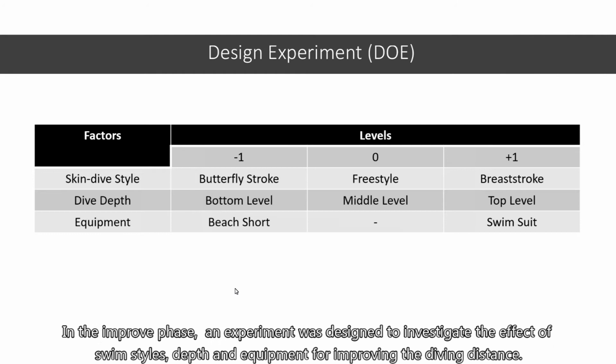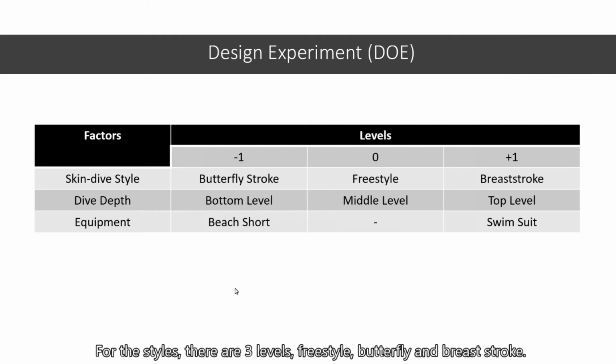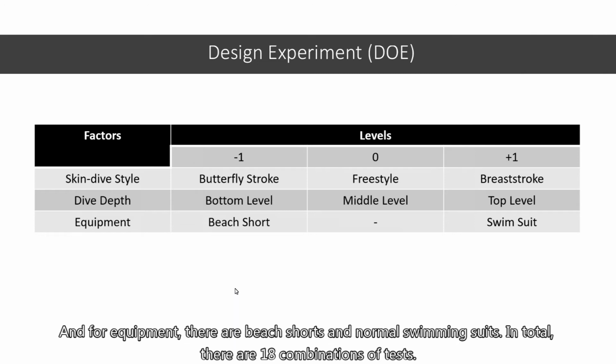In the improve phase, an experiment was designed to investigate the effect of swim styles, depth and equipment for improving the diving distance. For the styles, there are 3 levels: freestyle, butterfly and breaststroke. For dive depth, the levels are top, middle and bottom of the pool. And for equipment, there are beach shorts and normal swimming suits.